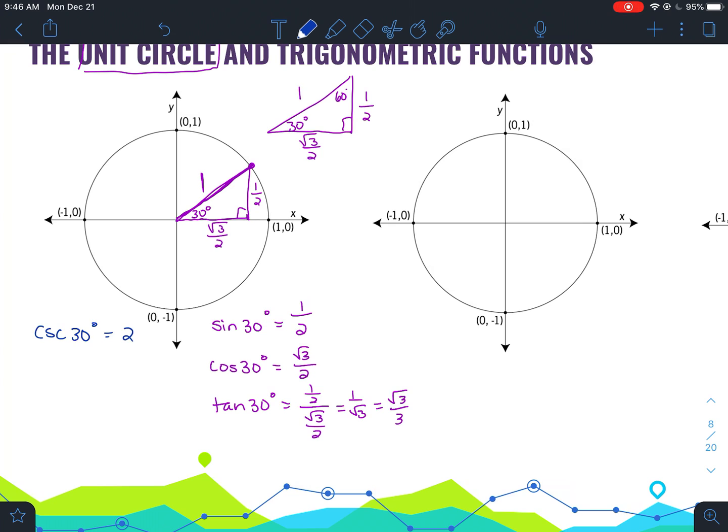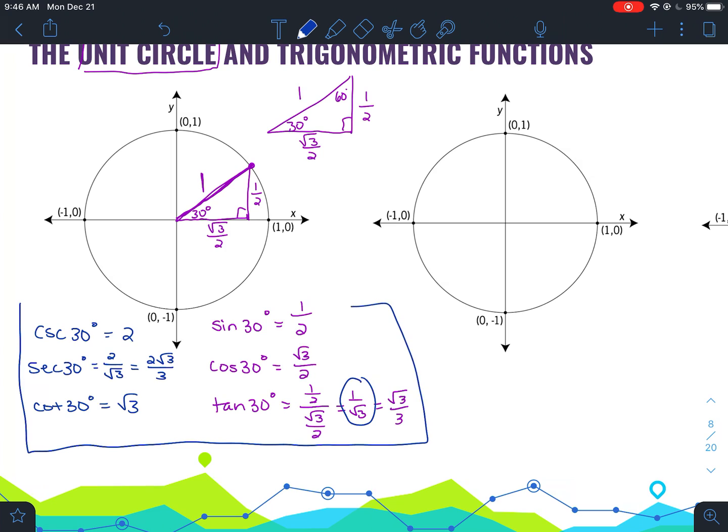If you wanted to find their reciprocals, the cosecant of 30 degrees, you would flip over sine and you would get 2. The secant of 30 degrees, you would flip over cosine and you'd get 2 over square root 3. And if you rationalize that, you get 2 square root 3 over 3. And then the cotangent of 30 degrees, you would flip over 1 over square root 3 and you'd get square root 3. And those are the 6 trig ratios for 30 degrees.